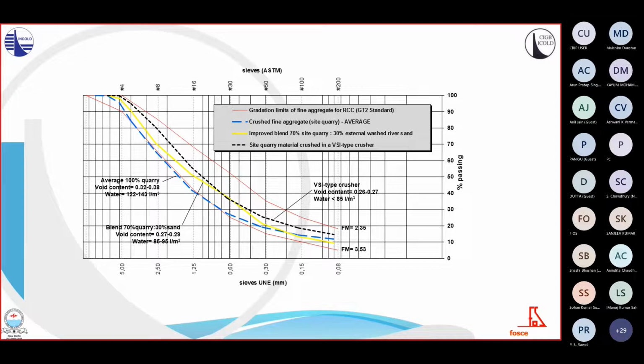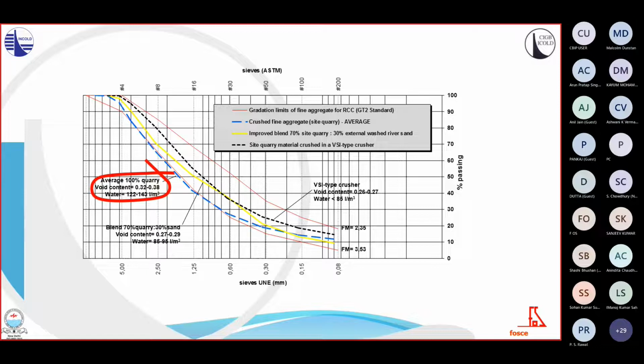In this particular project, with a good quality source of material, the fine aggregate could be optimized in terms of both gradation and void content, thanks to the introduction of a vertical shaft impactor VSI type of crusher in the tertiary position of the aggregates plant. As can be appreciated in the figure, the blue line was the gradation of the fine aggregate produced with the first crusher. That resulted in high void ratio and water demands of the RCC above 122 liters per cubic meter.